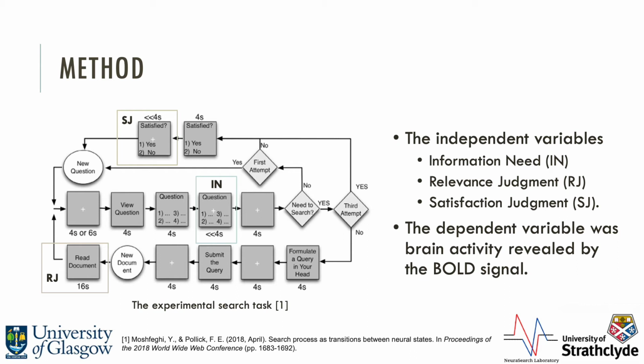Then the participants were asked to formulate a query and submit the query. The document was randomly selected from 4 possible documents consisting of 2 relevant documents and 2 irrelevant documents. The participants were given a time period to evaluate the document. This period was labeled as the relevance judgment, or RJ. Then they were returned to the beginning of the original question.